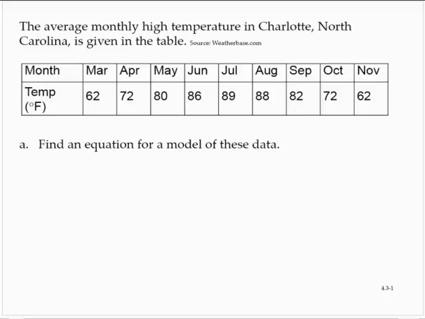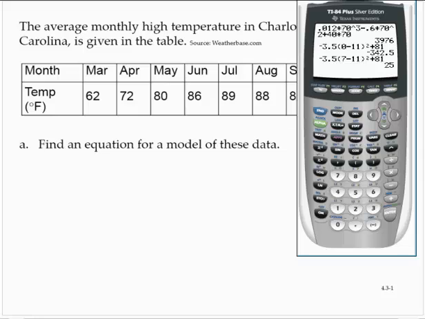The average monthly high temperature in Charlotte, North Carolina is given in this table. We are first asked to find an equation for a model of these data. Well, before we find an equation, we have to first see what the data look like. So let's bring up our calculator and let's edit our statistical data.